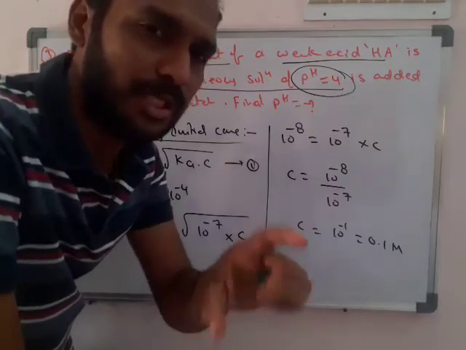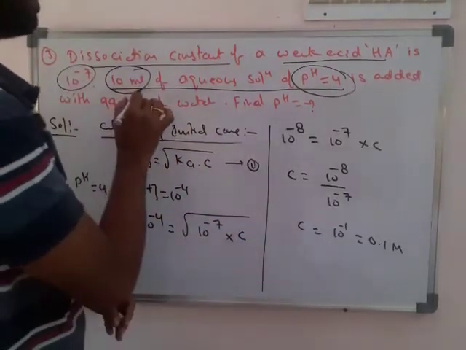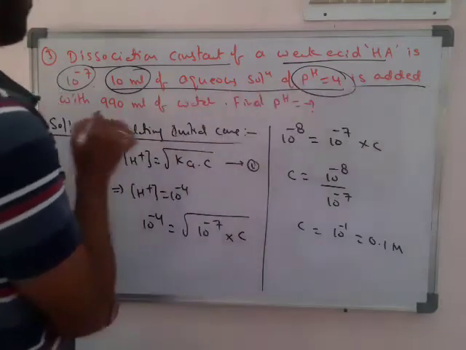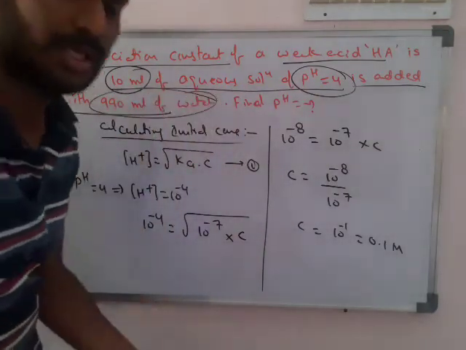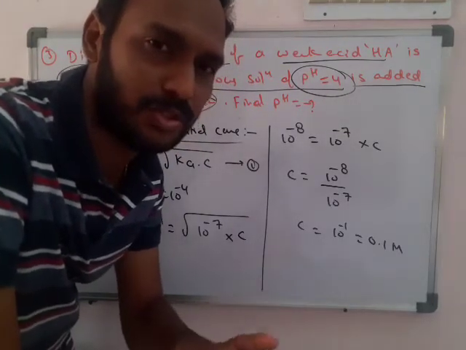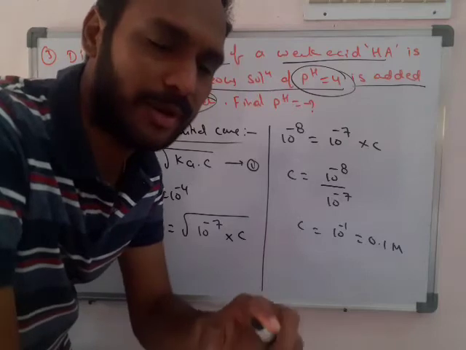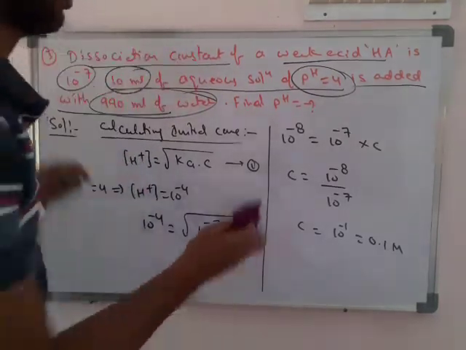From this solution they took 10 milliliter and added 990 milliliter of water. After adding 990 milliliter of water, the final solution becomes 1000 milliliter. We have to find the concentration of that 1000 milliliter solution.